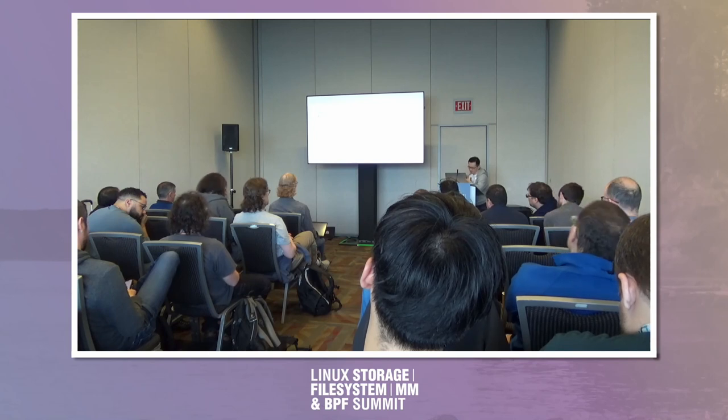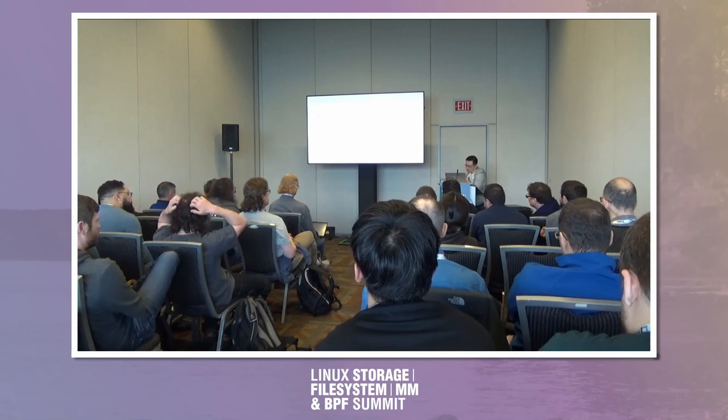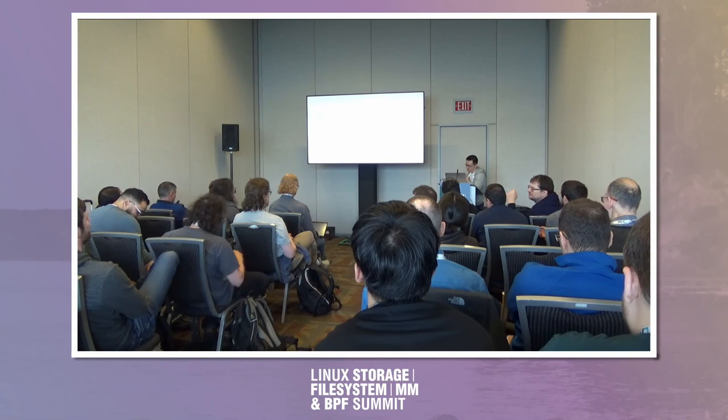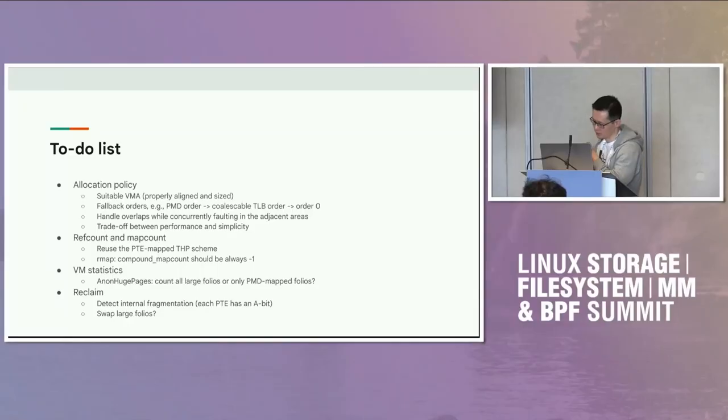Okay, move on. Reclaim. So basically, how we detect internal fragmentation. This is because each PTE has an access bit, and based on the aggregation of all access bits from a large folio, we can determine its utilization, not just used or not used, in terms of hotness and coldness, right? And then based on this, we need another heuristic to decide when to split a large folio, when it's partially cold or underutilized. So with this hardware TLB coalescing, do you still get the separate PTE bits? No. Okay. Yeah, that's the beauty of it.